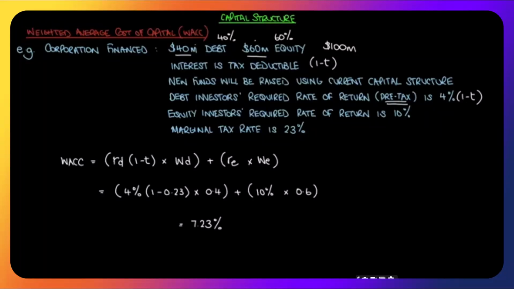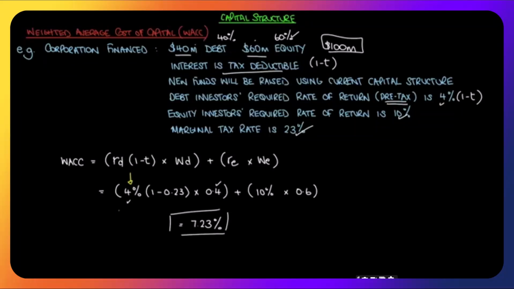Here's our WACC. The cost of debt pre-tax, which is our 4%, into 1 minus T because interest is tax deductible, 1 minus 0.23, multiplied by its weighting. 100 million in total, 40% was debt, 60 was equity, so 0.4 for debt, plus 10%, our cost of equity, times 0.6, its weighting. Put that through your calculator, you'll get 7.23%.